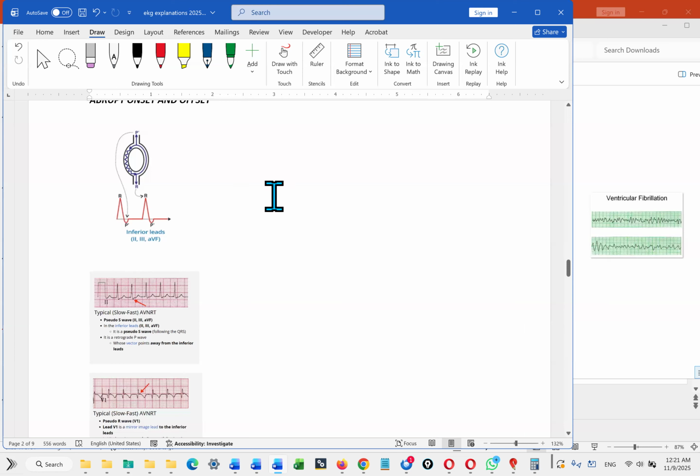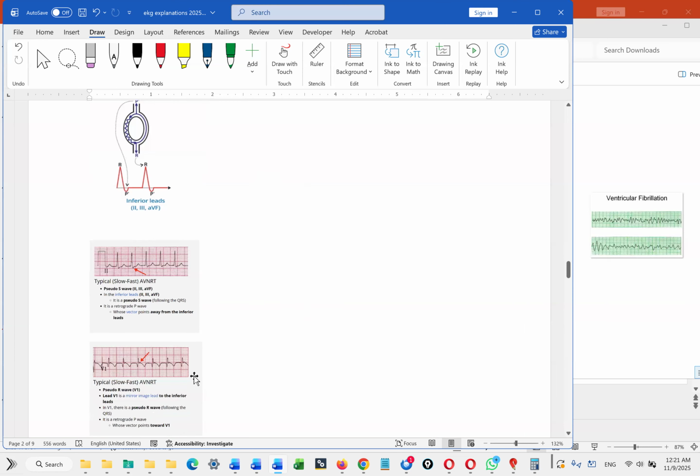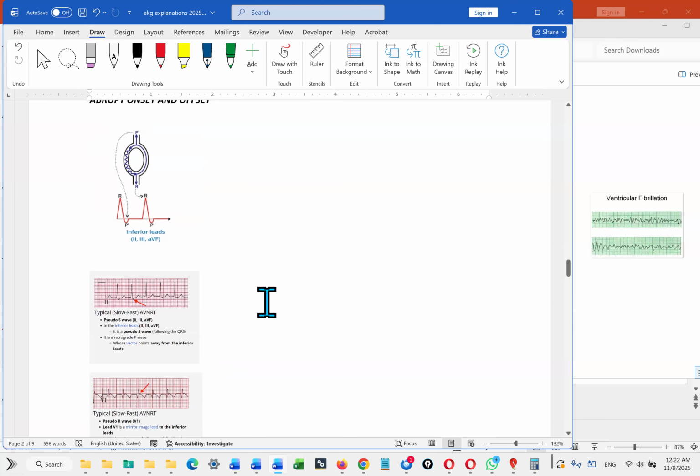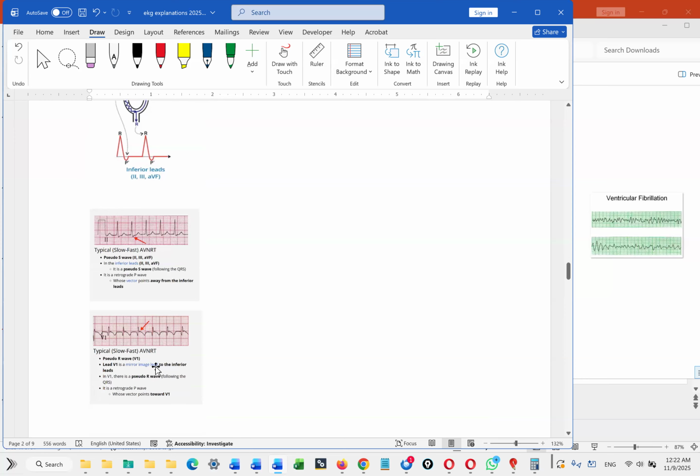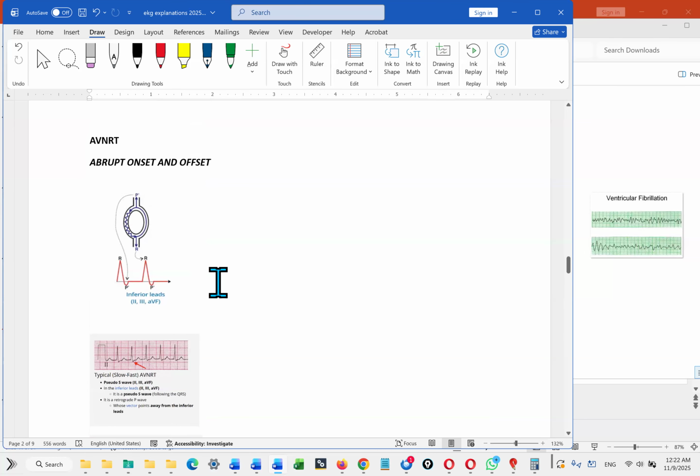Yeah? And the other finding you get is in lead one, and lead one is basically simply a mirror image of what happened in the inferior leads. So in lead one, you're seeing a pseudo R wave. So there's an extra R wave right after the R wave. Okay? So that's a combination to remember in AVNRT. There is a little tiny pseudo S wave in inferior leads and a pseudo R wave in V1. So that combination.